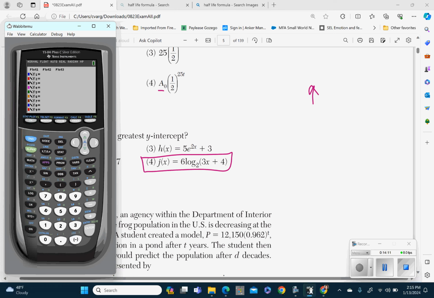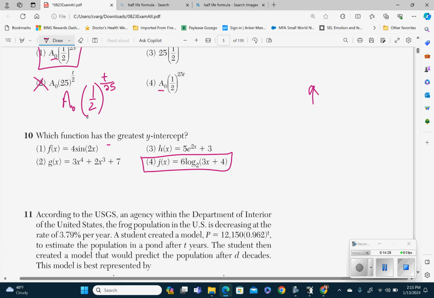So you hit 4, hit sine 2x, close parentheses, and then we're looking for our y-intercept, which in this case is going to be 0. So our y-intercept here is equal to 0. Our y-intercept here is equal to 7. So far right now, the bigger one is 7. For option number 3, our y-intercept is going to equal 8. And for the last one, our y-intercept is going to equal 12. So this was the greatest y-intercept.